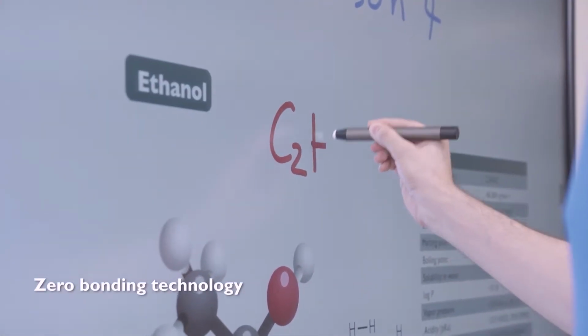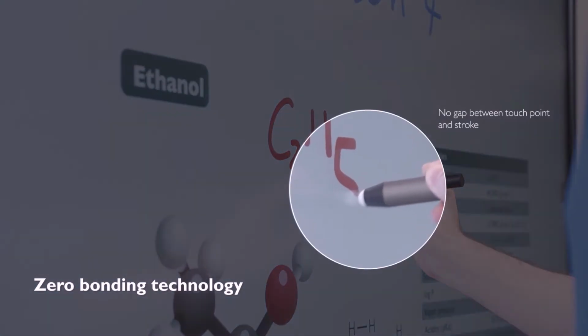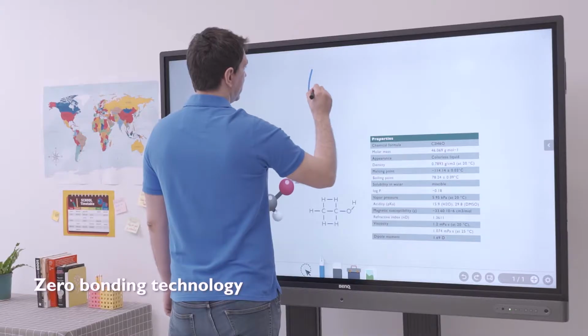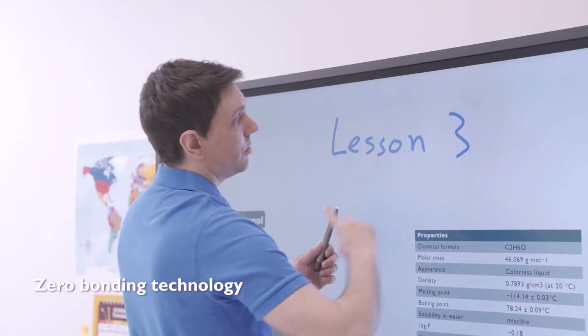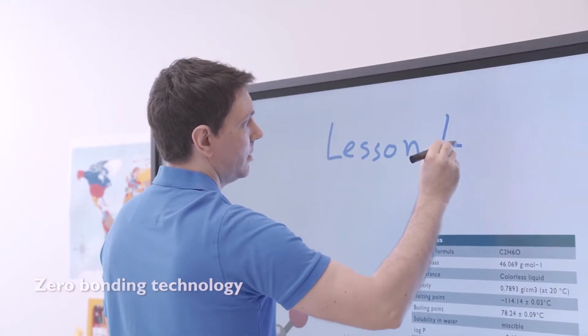Thanks to its zero bonding technology, the air gap between the touch point and the panel is minimized, which makes writing feel natural and precise, whether you're using your finger, a pen, or even a brush.